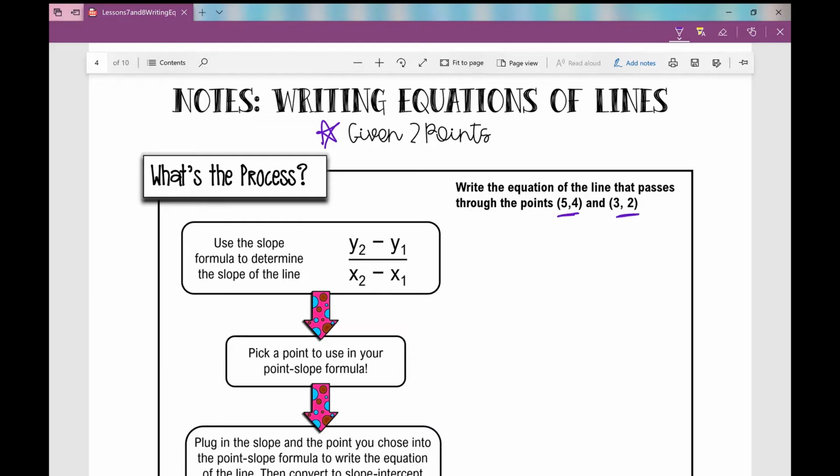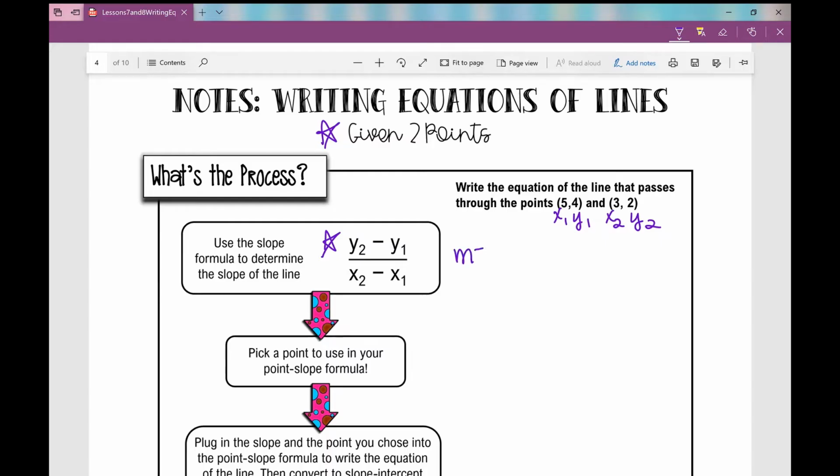The first step that we have to do when we're given 2 points is we're going to use the slope formula to determine the slope of the line. And here's your slope formula: y2 minus y1 over x2 minus x1. If you need to label your coordinates 5 as x1, 4 as y1, x2, y2, that's completely fine. Or if you wanted to do it vice versa, you could do that as well.